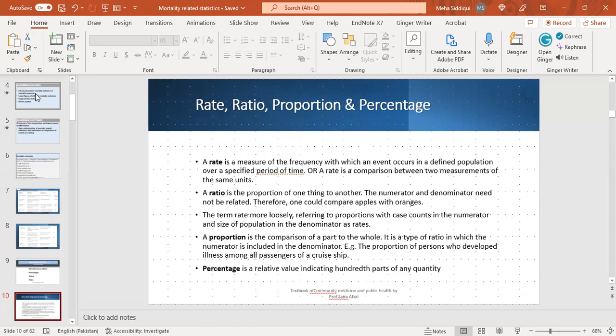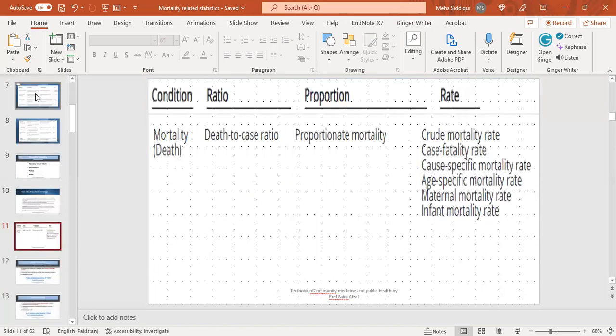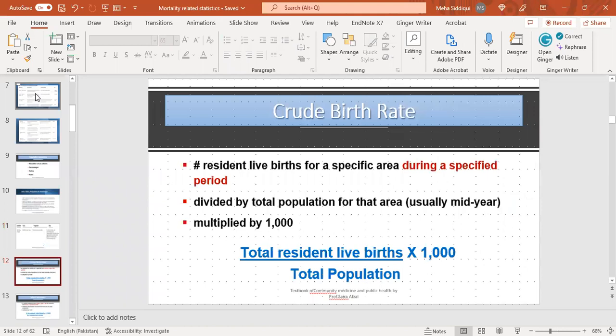A proportion is the comparison of a part to the whole. It is a type of relation in which the numerator is included in the denominator. For example, the proportion of persons who develop illness among all passengers of a cruise ship. Percentage is a relative value indicating hundredth parts of any quantity. Now, for example, we have a condition, mortality or death. The ratio related to it is death to case ratio. Proportionate mortality is a proportion, and the rates related to this condition we have are crude mortality rate, case fatality rate, cause-specific mortality rate, age-specific mortality rate, maternal mortality rate, and infant mortality rate.